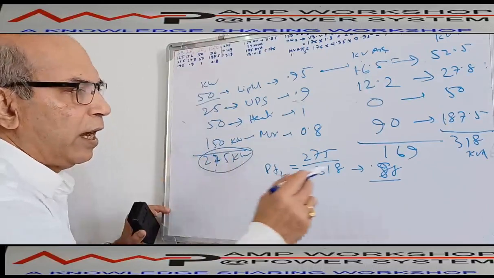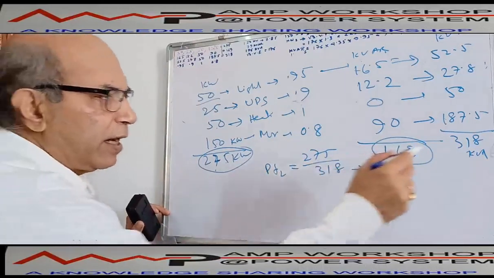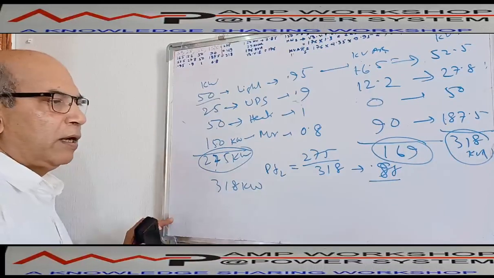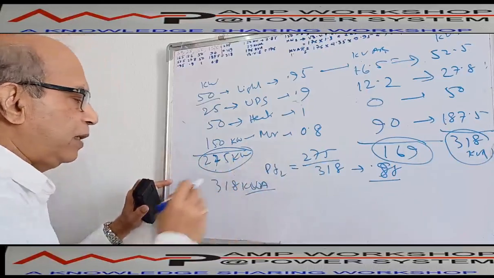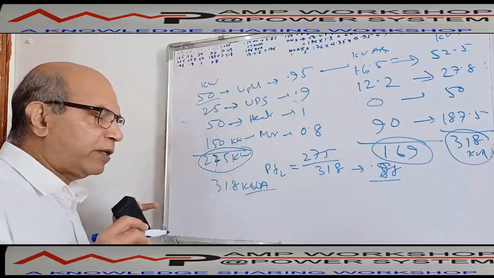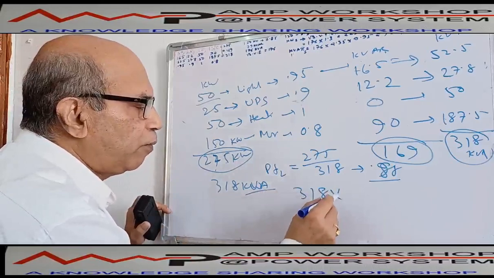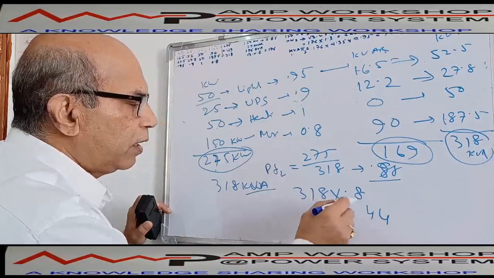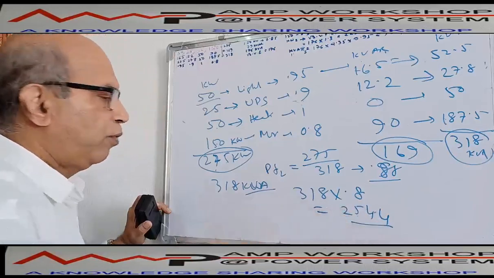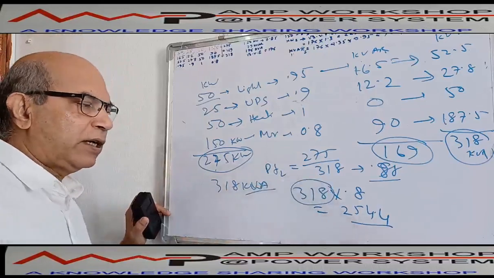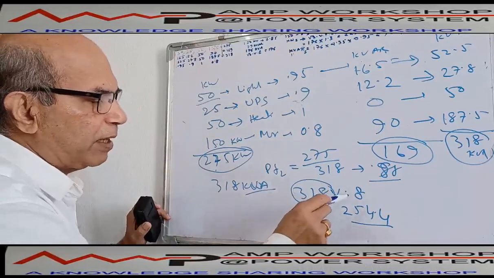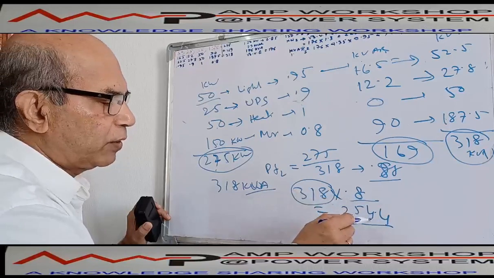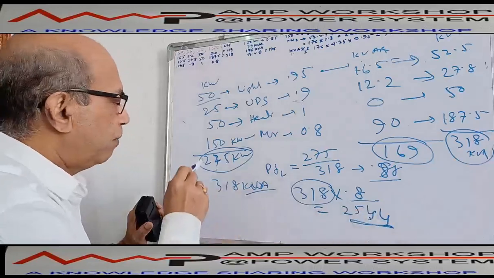we have to find a generator which can cater for 275 kilowatt and at the same time 169 kVAR. Now as per the load, the kVA is 318. If we consider a 318 kVA generator, you know the generator rating is always defined at 0.8 power factor. So 318 into 0.8 gives 254.5. That means a 318 kVA generator at 0.8 power factor can produce 254 kilowatt of active power. But our requirement is 275.